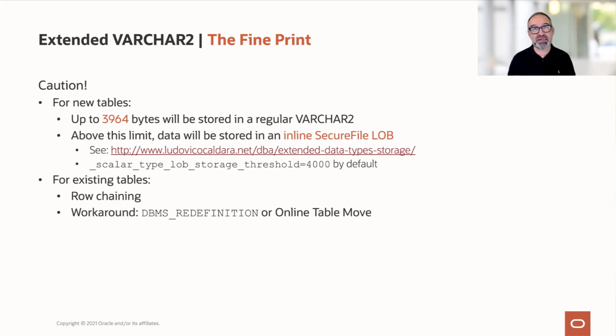So when you create a new table, like the table I created on a slide before with the CV column, until I insert up to 3,964 bytes into that column, or in a field in that column, it's still stored as a regular VARCHAR2. No change and no LOB segment allocated. Just if I go above that limit, then the data will be stored in an inline SecureFile LOB. This is important to understand, and it's not exactly 4,000.